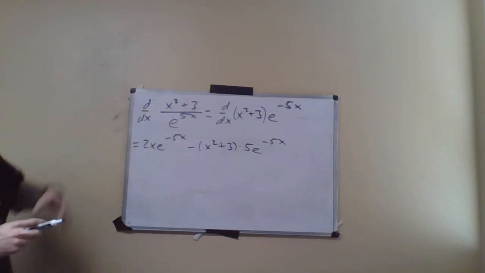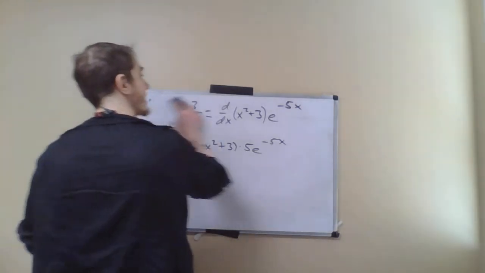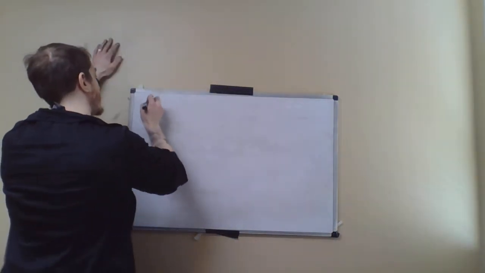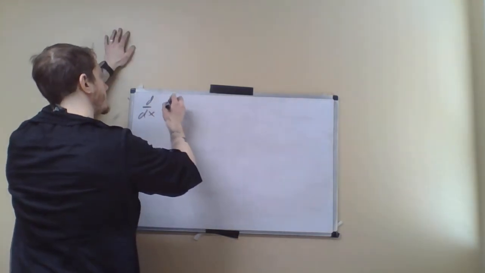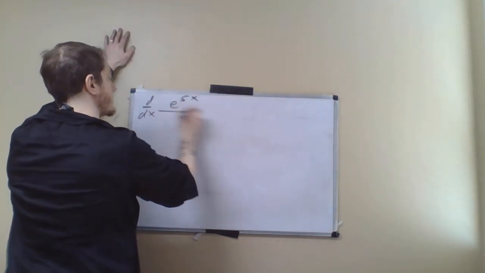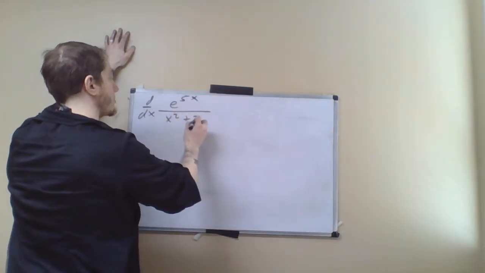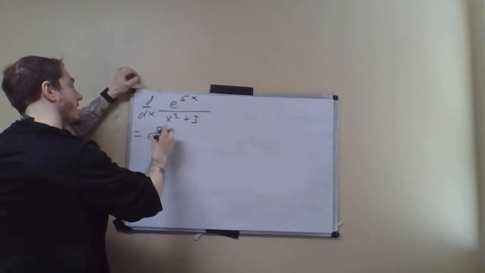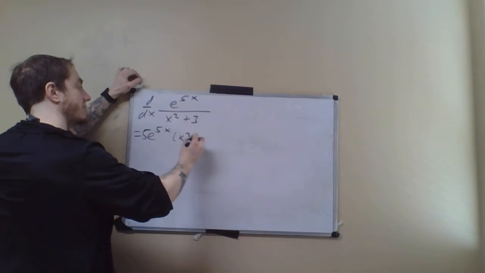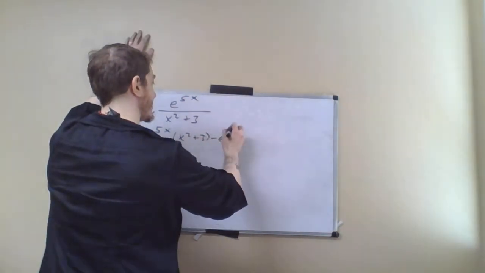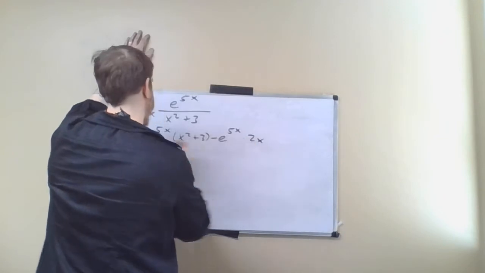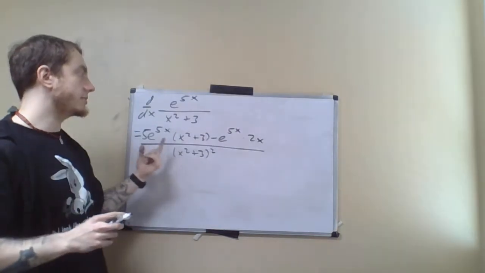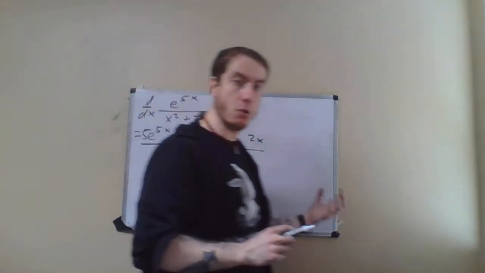Now, this also applies in some other types of situations. Let's say that we had the same kind of thing, but we're dealing with the reciprocal. So maybe I'm dealing with the derivative of e to the 5x divided by x squared plus 3. Well, I can do this using the quotient rule, and I would get 5e to the 5x times x squared plus 3 minus e to the 5x times 2x divided by x squared plus 3 squared. And then I could simplify this, and I would get my answer from the quotient rule.